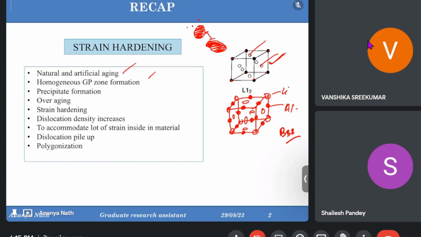So they can again move very easily inside the lattice. This is why for overaging, the strain hardening amount is decreasing and the ductility will increase.